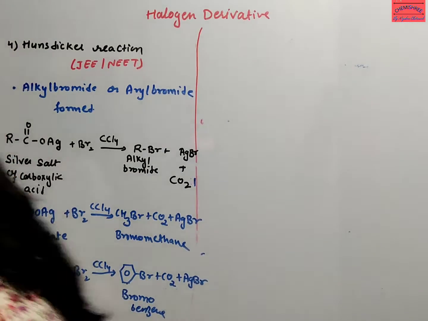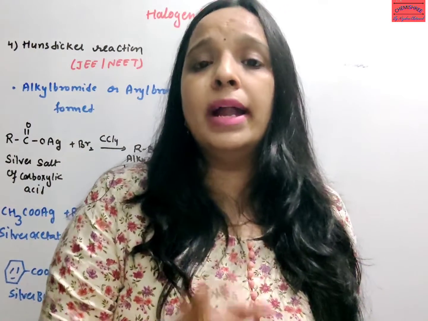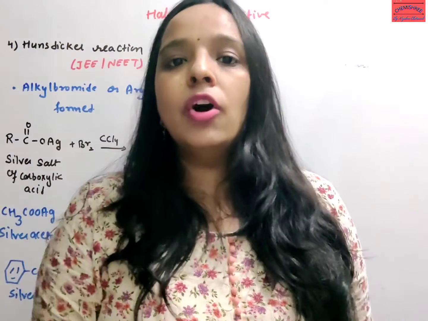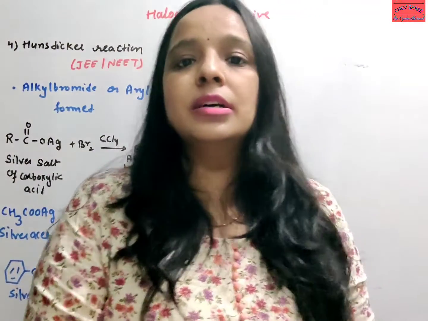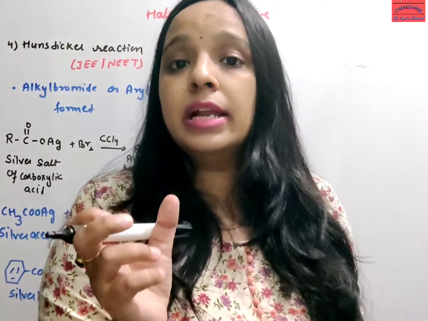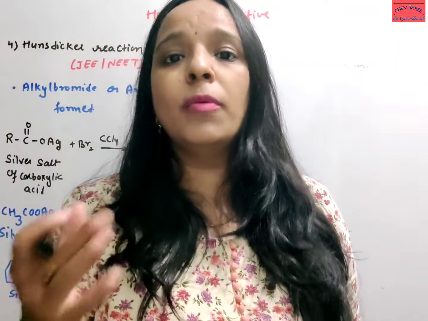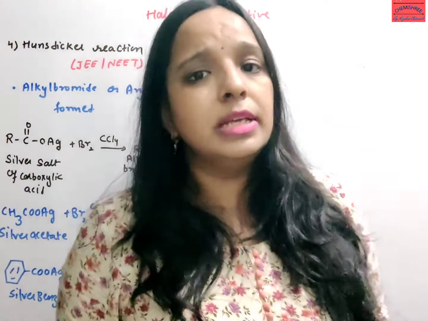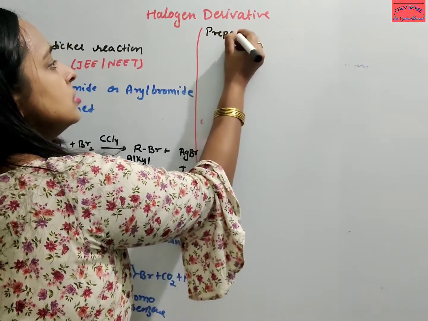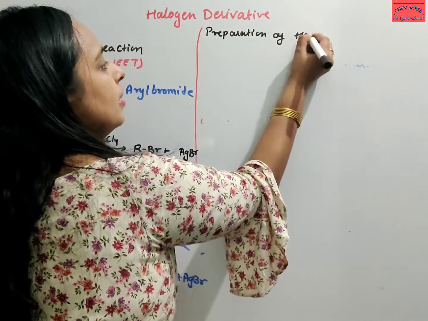So by this method, alkyl halide as well as aryl halide, that is alkyl bromide and aryl bromide, both can be formed. Now we will move to next, that is preparation of haloarenes. What is arenes? Arenes are aromatic compounds. So we are going to make chlorobenzene, bromobenzene, iodobenzene and so on. So preparation of haloarene.